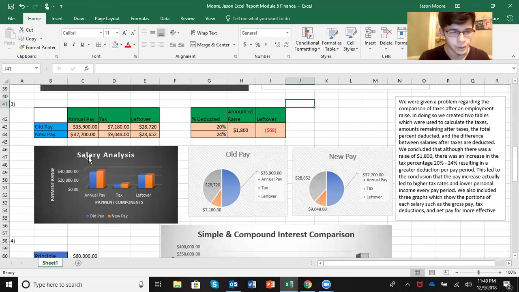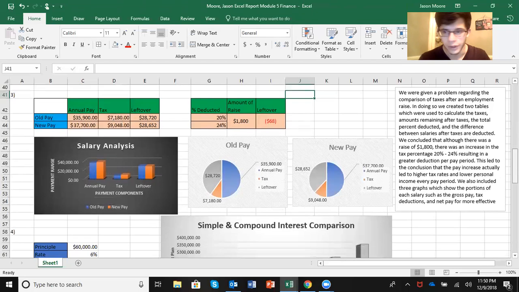And with that, we also included 3 different table charts, one of which is a bar graph that reveals all annual pay, the tax, and also the leftover, which correlates mainly to this table right here. And with that, you have your payment range as well as the components that you're seeing in this table. We also gave each salary its own pie chart, and you're able to see how much of the portion of that salary is dedicated to the annual pay as well as the tax and the leftover amounts.